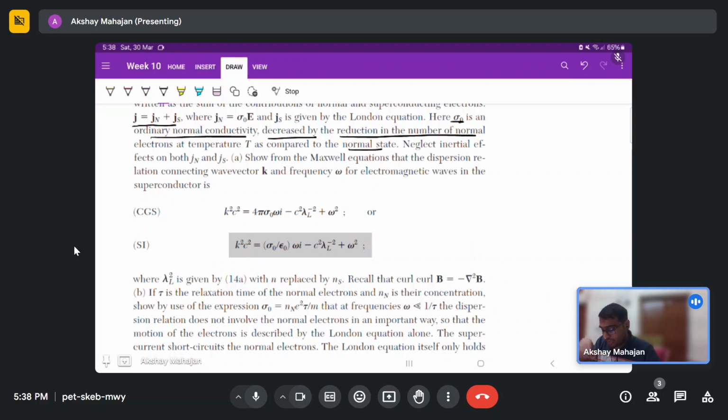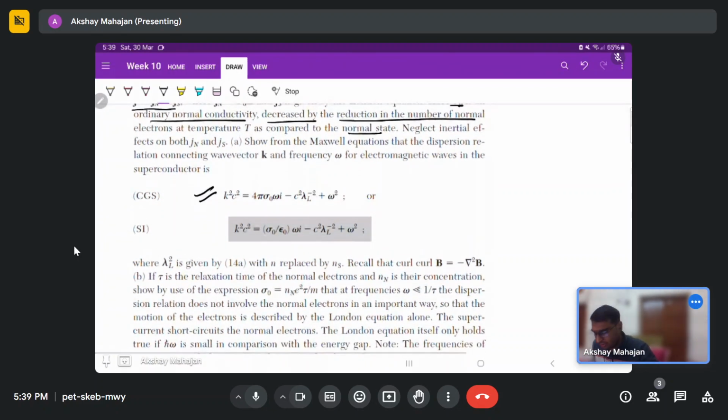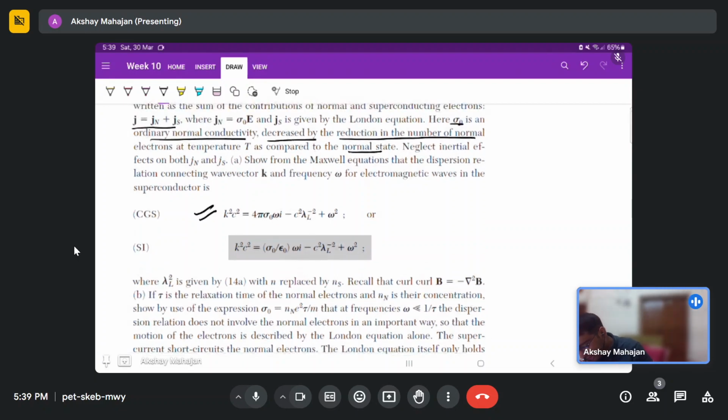from the Maxwell equations is that the dispersion relation connecting the wave vector k and the frequency omega for electromagnetic waves in the superconductor is given by this in the CGS and the SI units. We will focus on the CGS units, and then you can convert it to the SI units. Here lambda L square is again our penetration depth for the superconductor, with n replaced by ns. In this case for lambda L we have to replace n by ns.